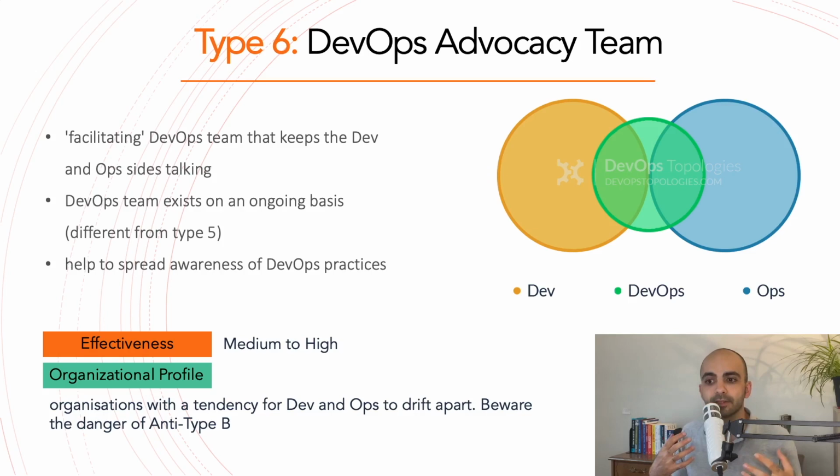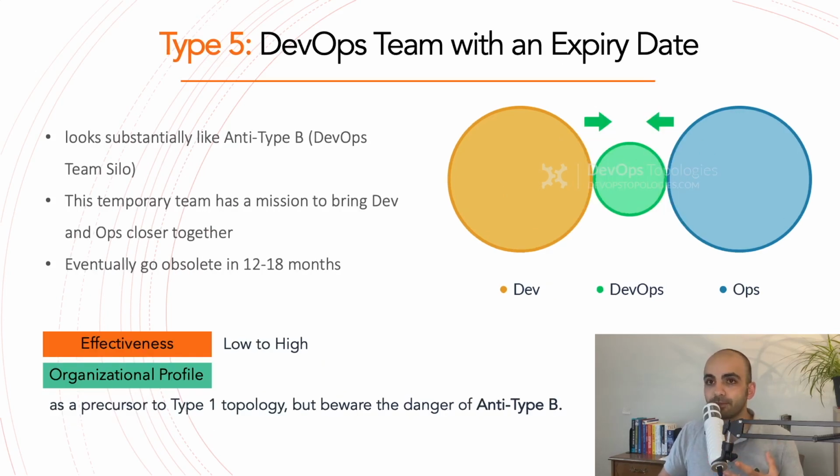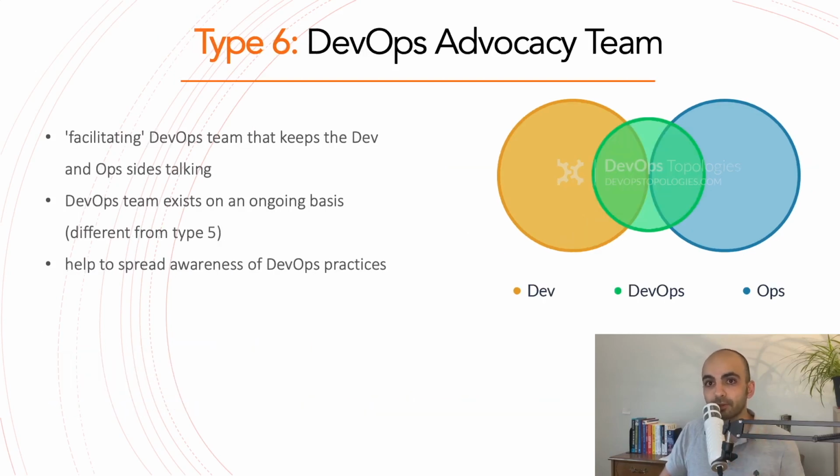This is great for organizations where dev and ops are drifting apart, or are even in completely different departments and don't want to work together. So they bring in this team in the middle to facilitate the work. We should just be aware that we don't want to make type B, which is basically this type 5, but stuck in there forever. We want them to be really working together and collaborating.